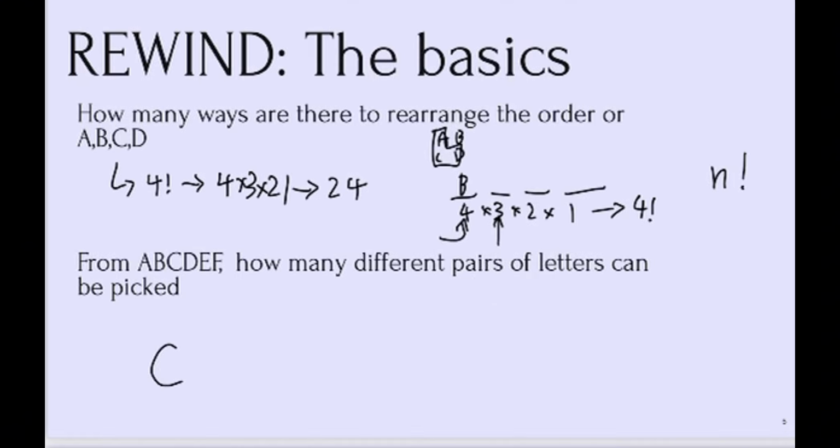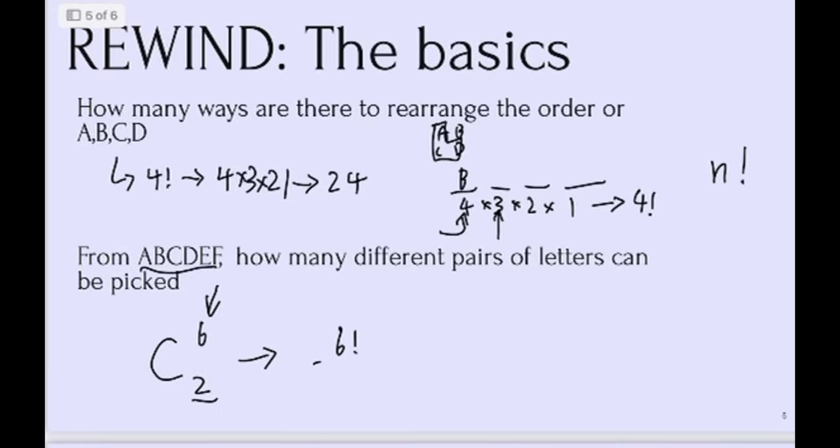So there's actually 6 choose 2 ways, where 6 is the number of letters you choose from, and 2 is the number of letters you want for each group. And you calculate this by using this formula. Which is 15.